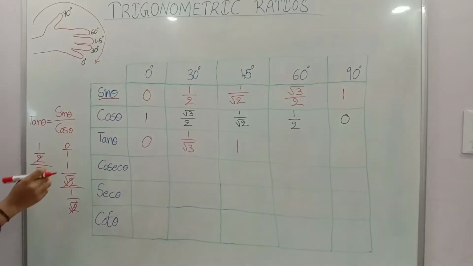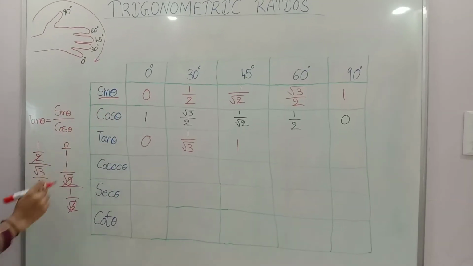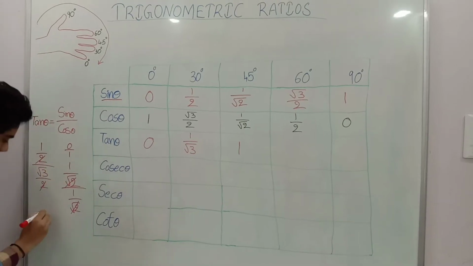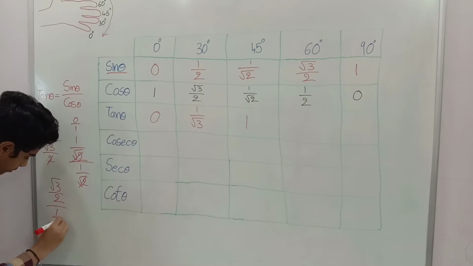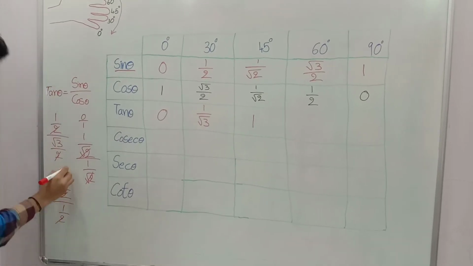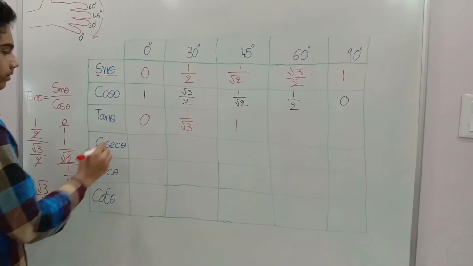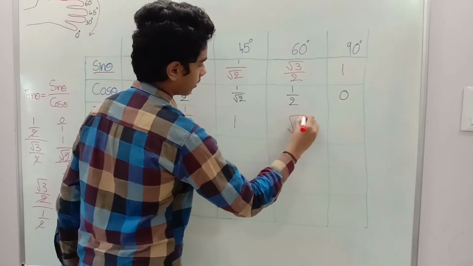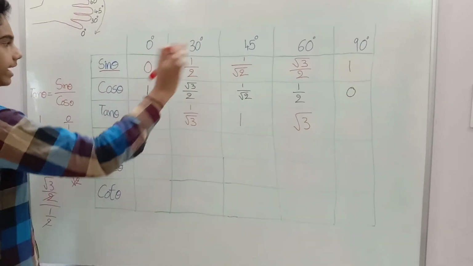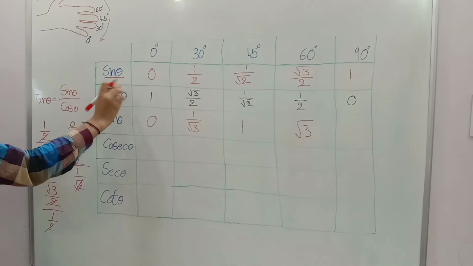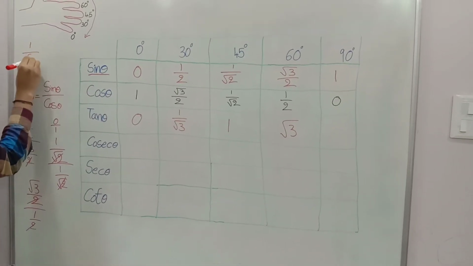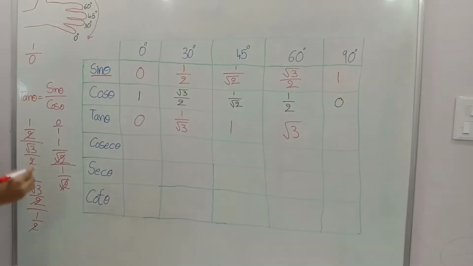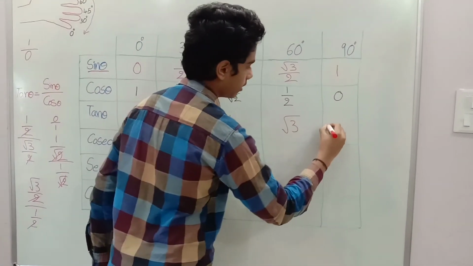Now tan 60 means sin 60 by cos 60. Sin 60 is root 3 by 2. Cos 60 is 1 by 2. 2 cancel. Root 3 by 1 is nothing but root 3. Tan 60 is root 3. Now tan 90 means sin 90 by cos 90. Sin 90 is 1. Cos 90 is 0. Anything by 0 is not defined. So tan 90 is not defined.